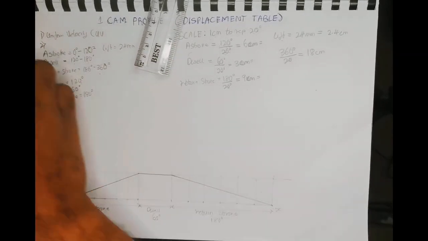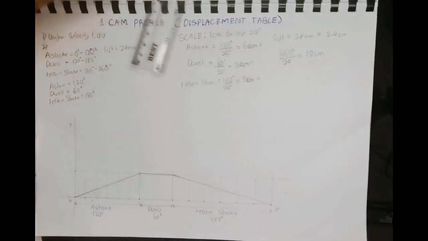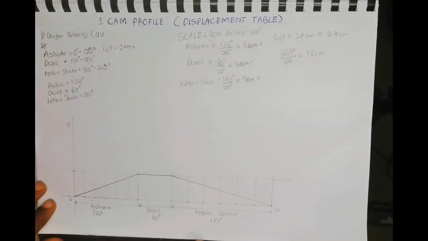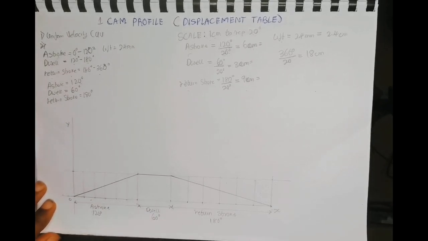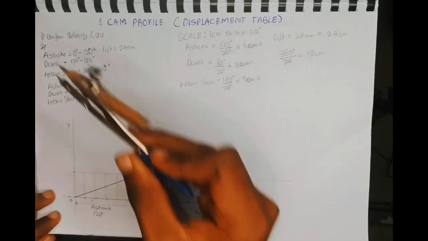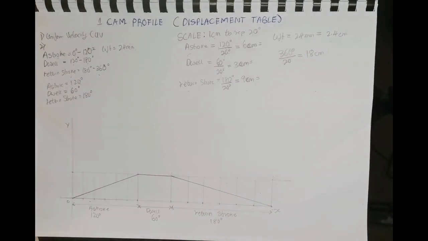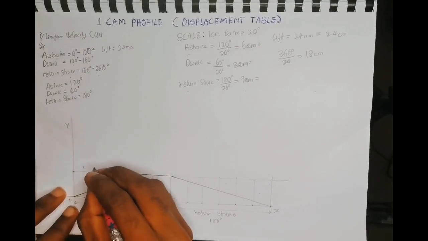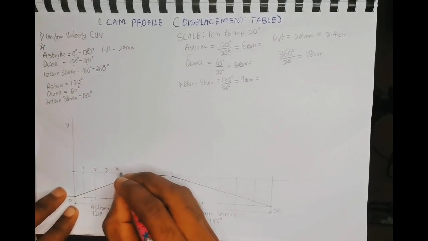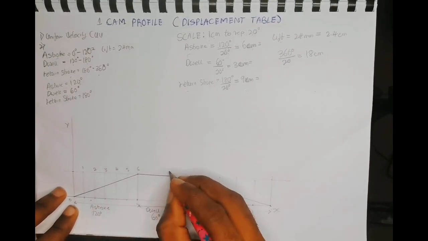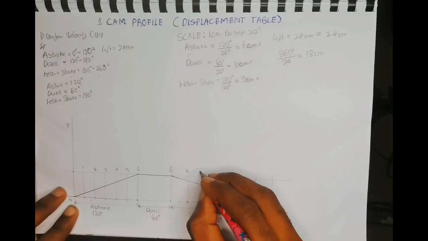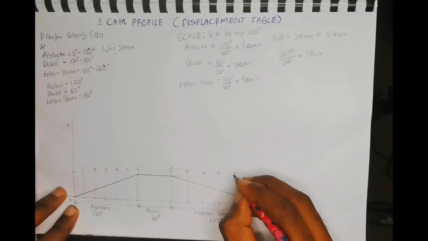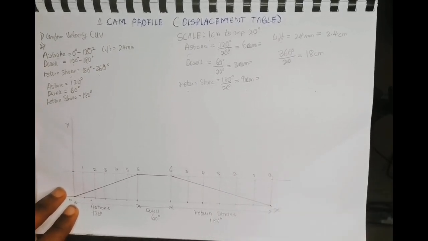Alright, now we can pick our points from the displacement table to draw on the cam profile, to get our cam profile. So first off, let's label this out. So 0, this is 1, 2, 3, 4, 5, 6. This is 6, 5, 4, 3, 2, 1, 0.